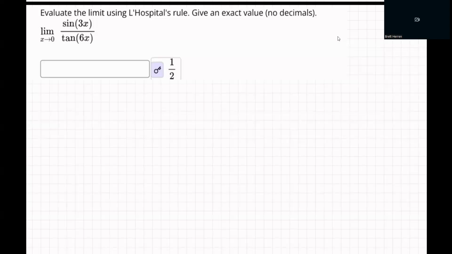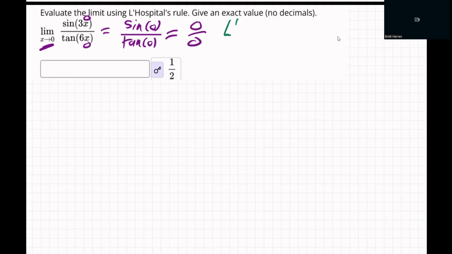On this one, we're going to use L'Hopital's rule, it says. So what do you do first? First, you just plug in. X is going to 0, right? So plug in 0, plug in 0. And we get the sine of 0 over the tangent of 0. You can check it on Desmos. Those are both 0. 0 over 0. So that says we can use L'Hopital's.